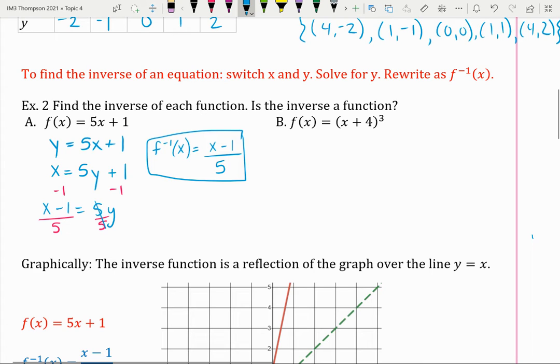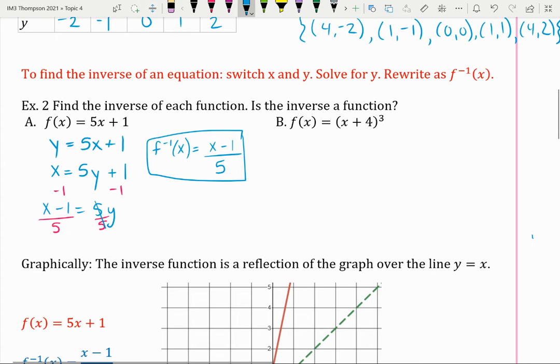Here's my original function. This notation means it's my inverse. So I always want to use that notation. So replace this final y with f inverse of x, and I get x minus 1 divided by 5. The original function was times 5 plus 1. And so the inverse function is subtracting 1 and then dividing by 5.